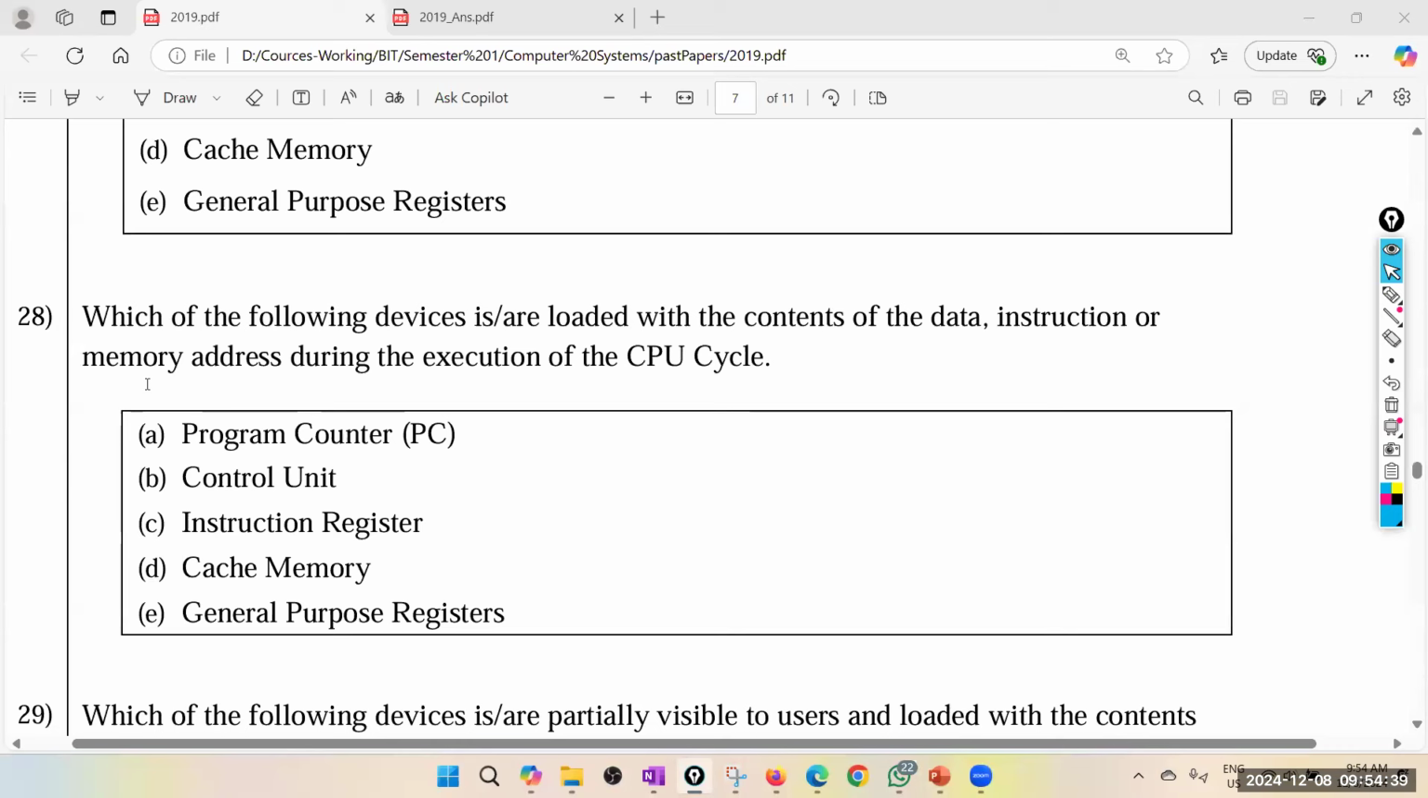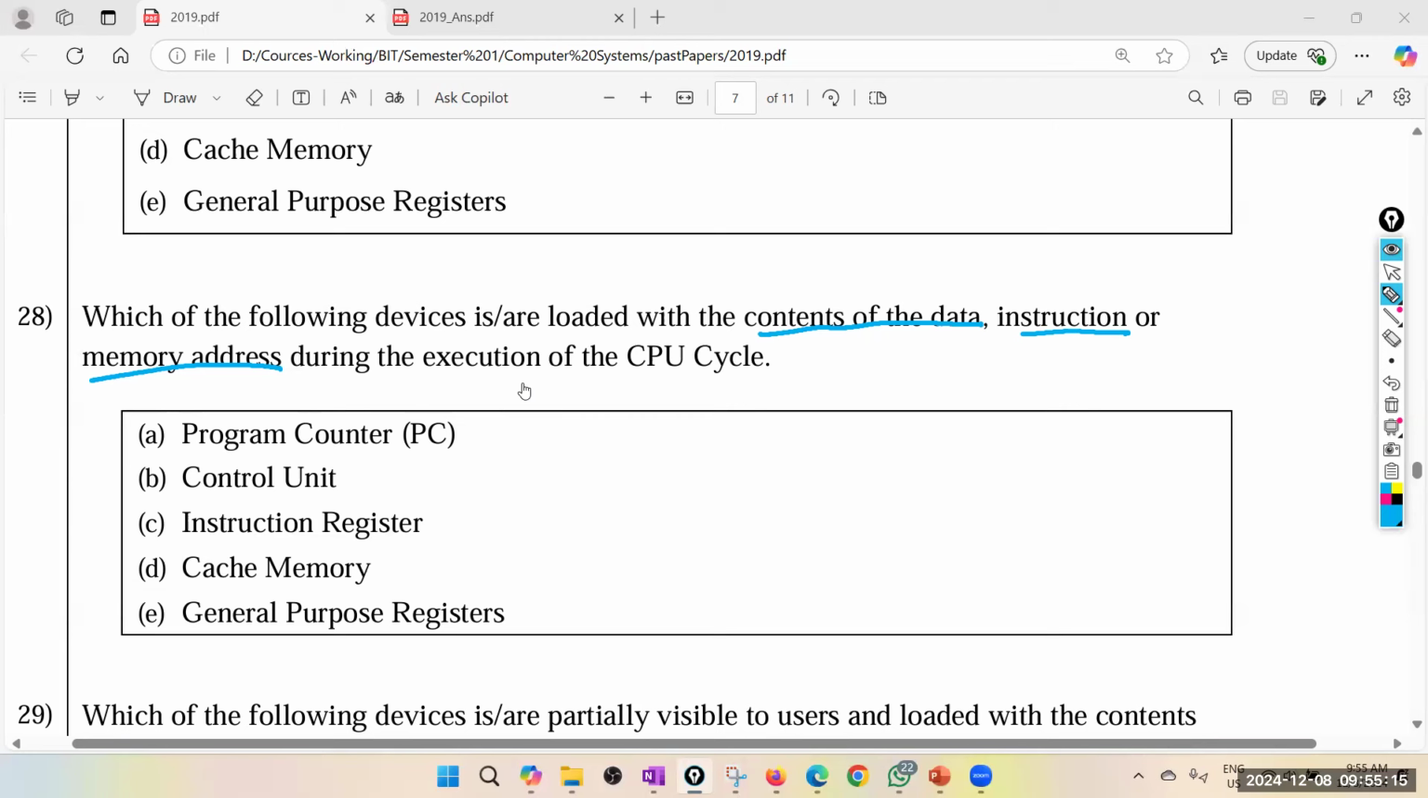Right, let's see whether this question has a better wording. Which of the following devices are loaded with the contents of the data, instruction, or memory address during the execution of the CPU cycle? The options are program counter, control unit, instruction register, cache memory, general purpose register.